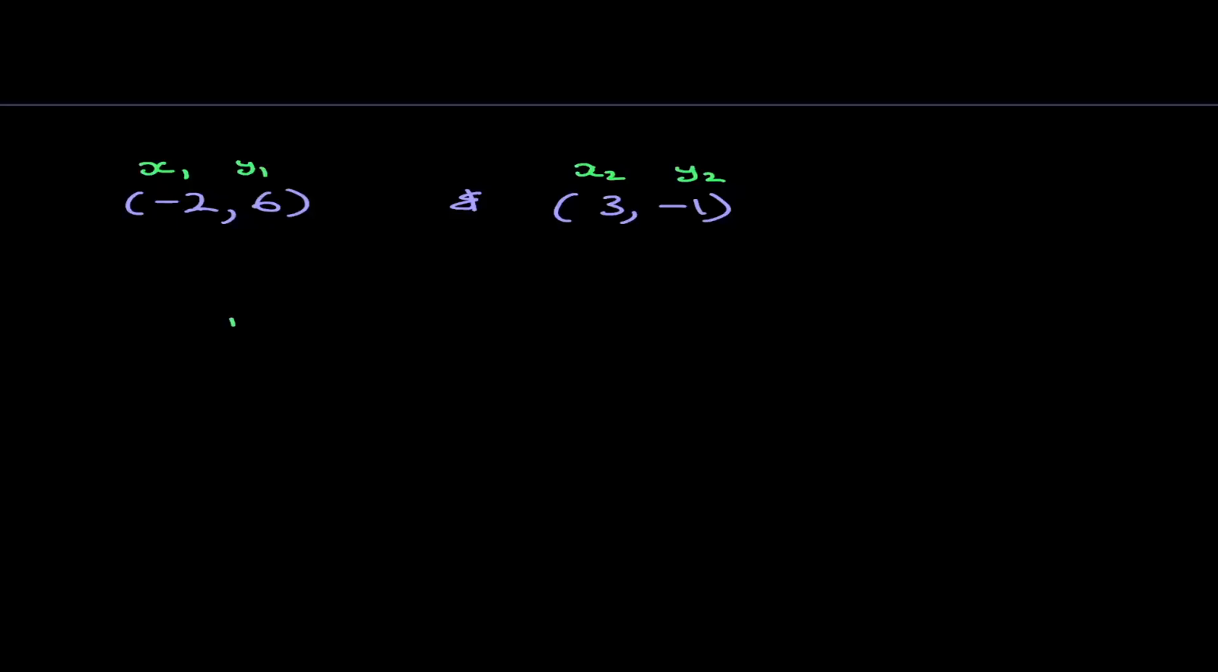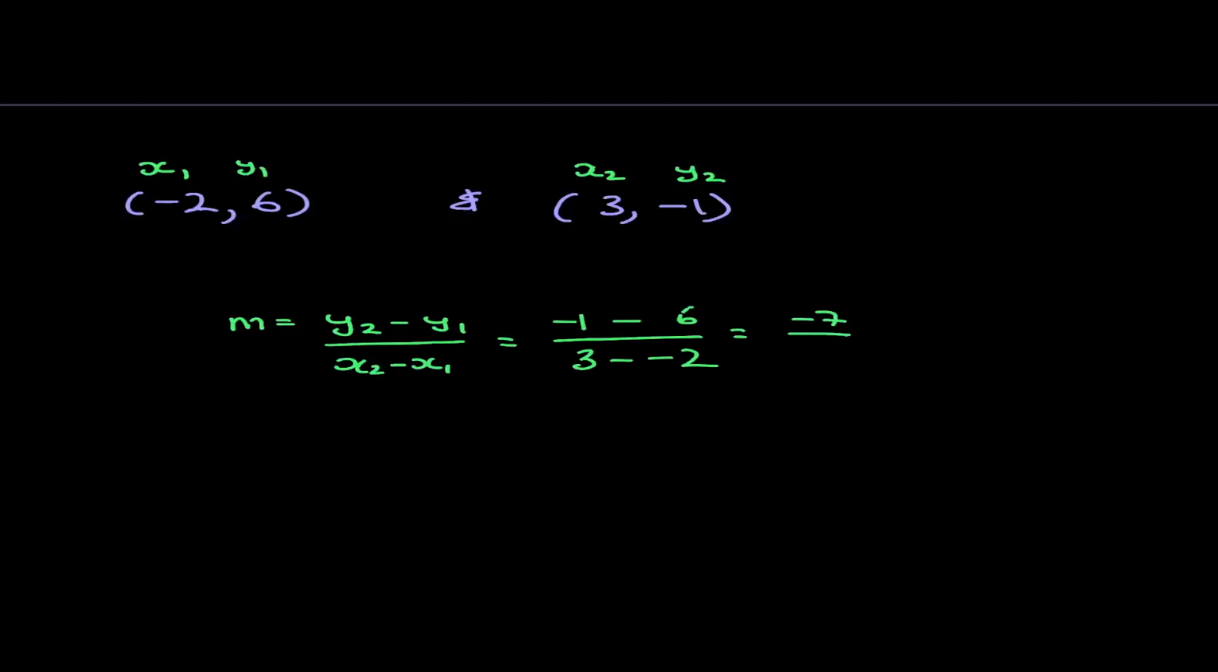So to work out the gradient, y2 take y1 on x2 take x1. So y2 is -1 minus y1, which is 6, divided by x2 minus, and be careful of the double negative, x1, which is -2. Okay, -1 take 6 is -7. 3 take -2 becomes 3 plus 2, which is 5. So my gradient is just -7 on 5 in this case.